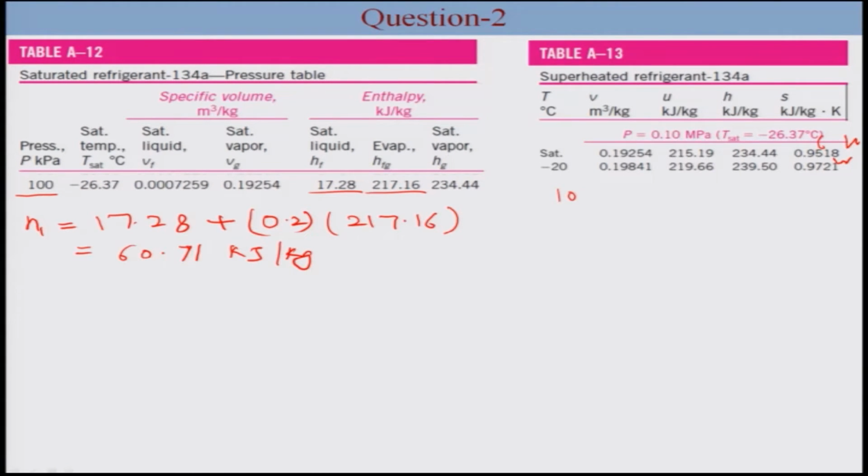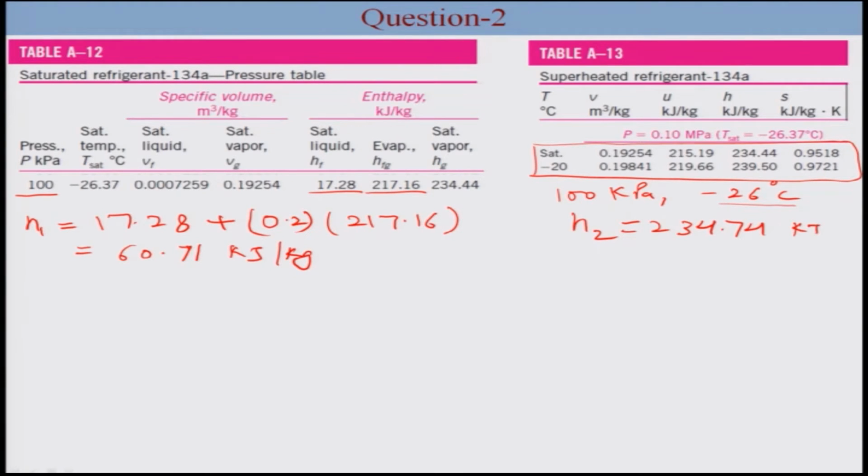Similarly, for the second state, it is superheated refrigerant. It is at 100 kilopascal and temperature is minus 26 degrees Celsius. So for getting the value of H, we need to interpolate between these two, as the saturation temperature is minus 26.37 and we need to know the values at minus 26 degrees Celsius. So from here the H2 is, after interpolation, 234.74 kilojoule per kg.